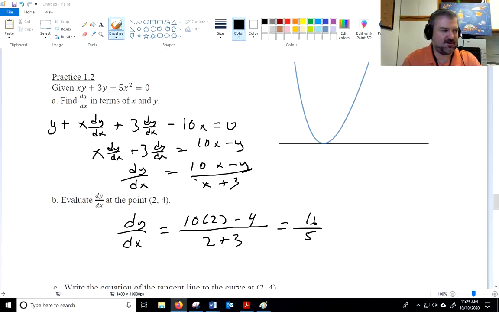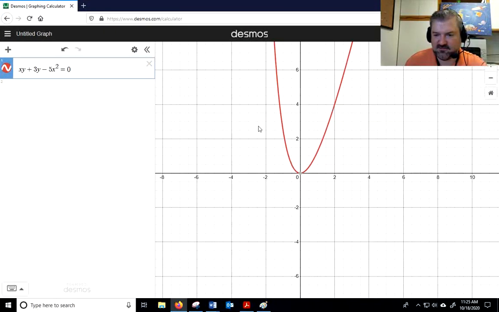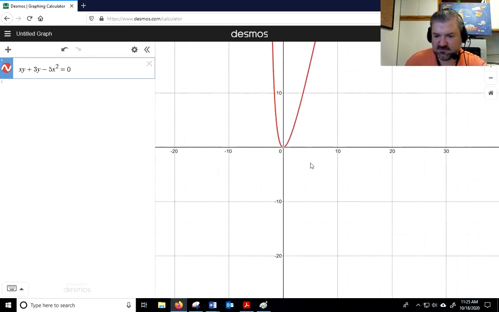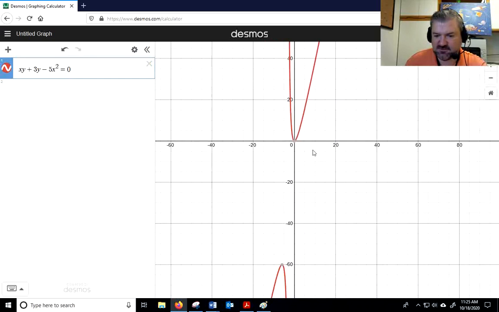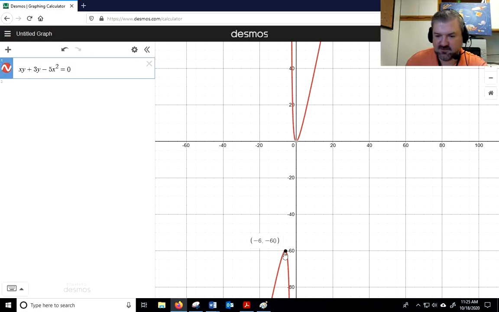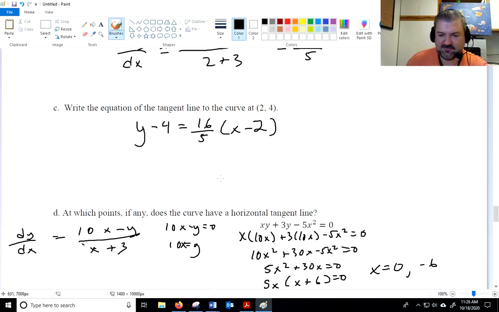xy plus 3y minus 5x squared equals 0. All right, so let's see. We got the graph there. Are you going to come up? Are you going to show me something down? There it is. There it is. I'll be darned. Look at that. Going to have to update that picture, aren't I? Okay, that's all right. We can do that.